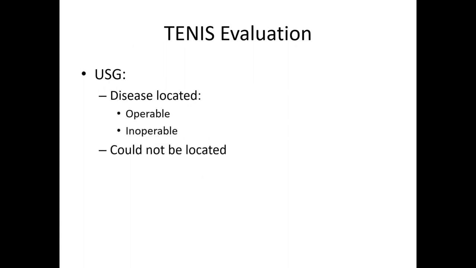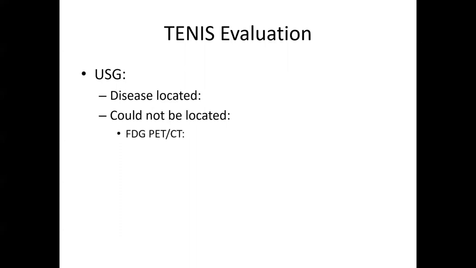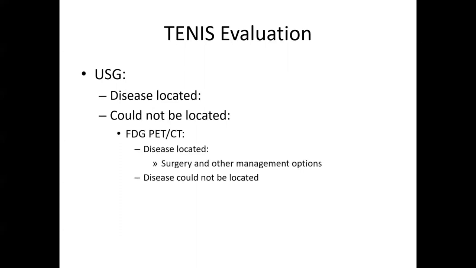If it is located, we look for the operability of the tissue, and if the disease is inoperable, then we look for empirical RAI, EBRT, TKI, PRRT, redifferentiation therapy, and chemotherapy. If the lesion is not located with ultrasound, then we'll go ahead with FDG PET-CT. If the lesion is located, then same, the patient will be advised for a surgical opinion for the operability. And if the disease is not located even with FDG PET-CT, then we advise observation with TSH suppression.